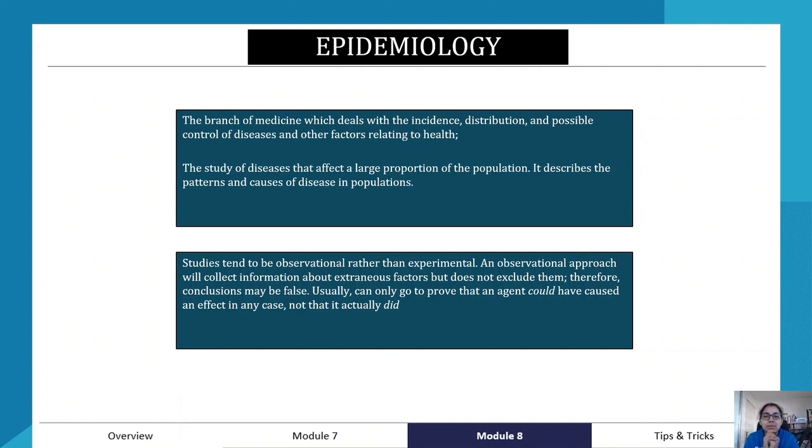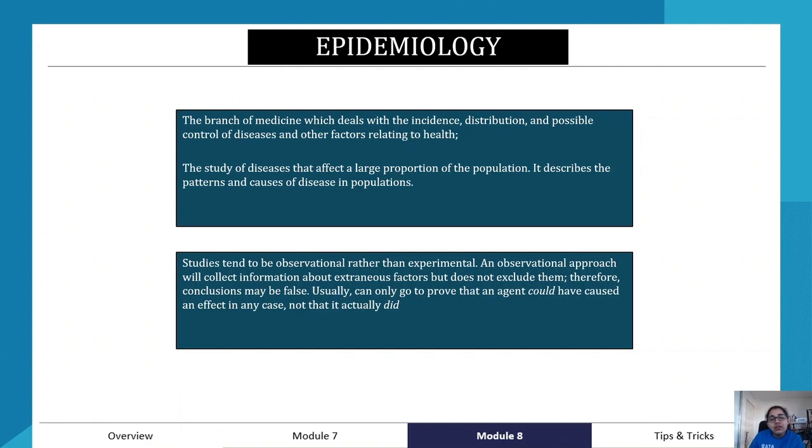And it describes the pattern and causes. That's really important, pattern and causes. So it's not just about finding it and fixing it, but it's also about seeing where the patterns are, how it is happening, and what we can actually do to prevent these diseases.